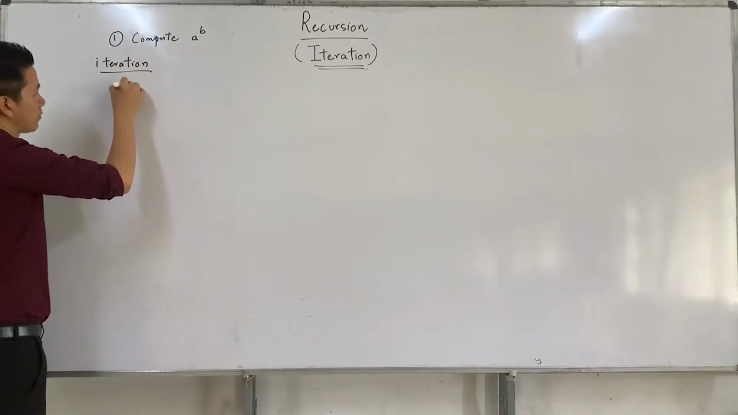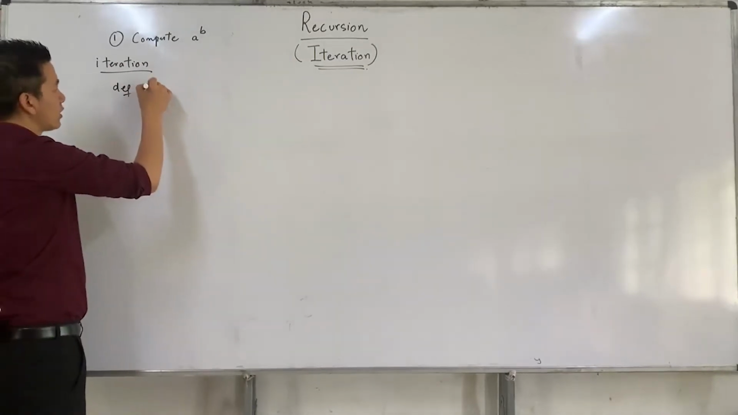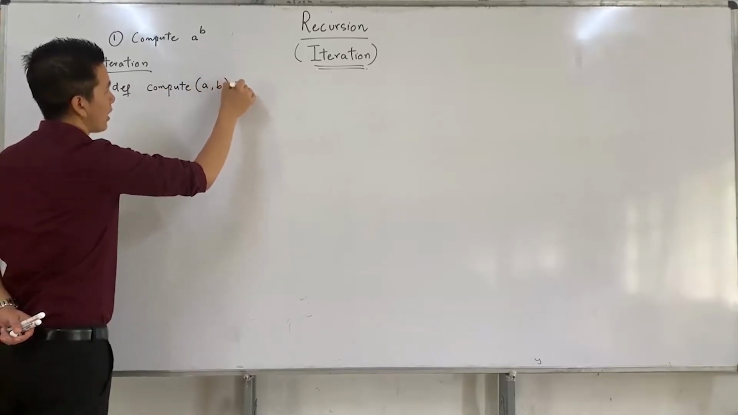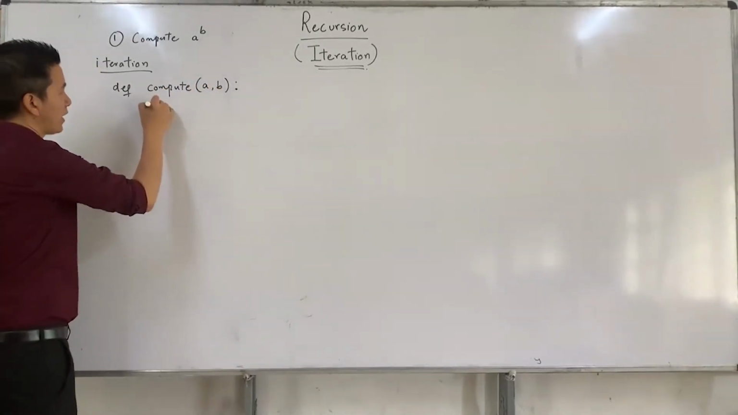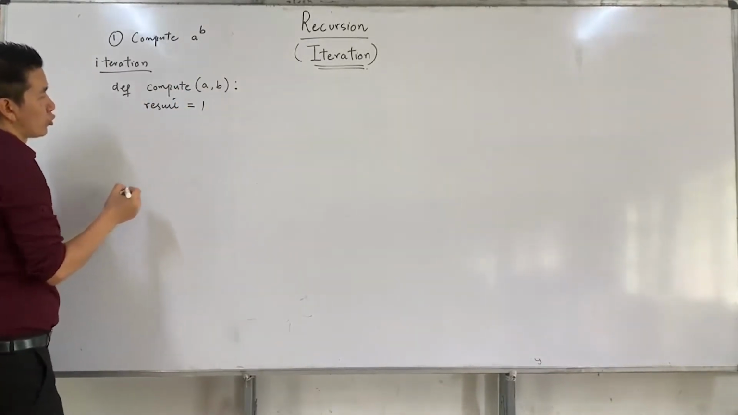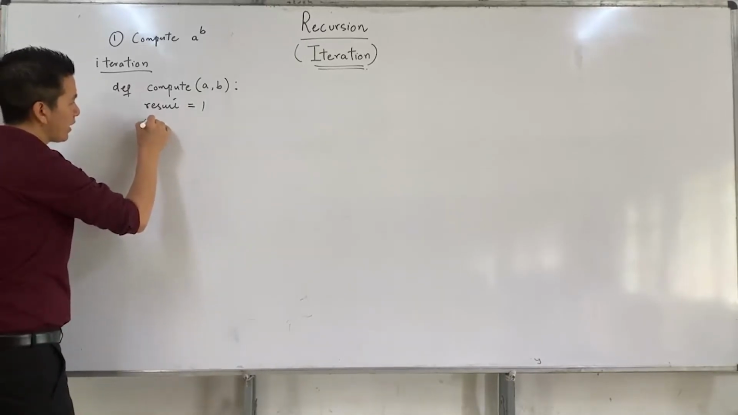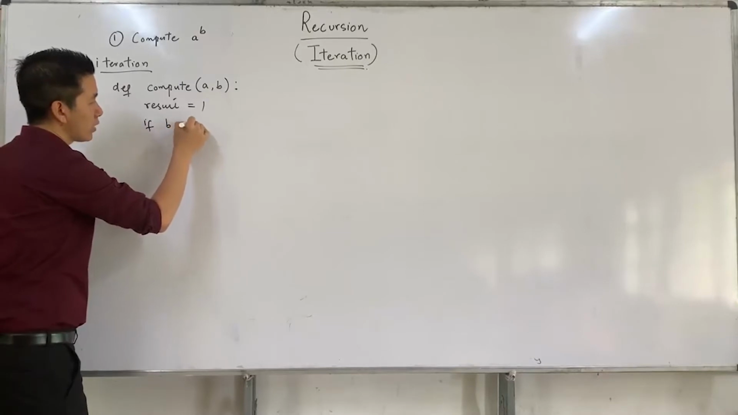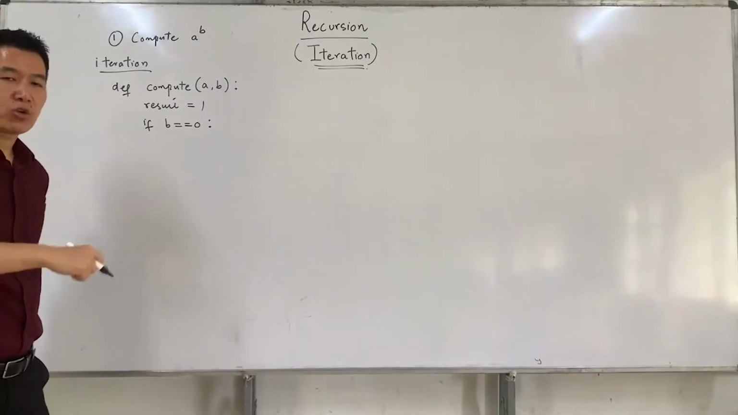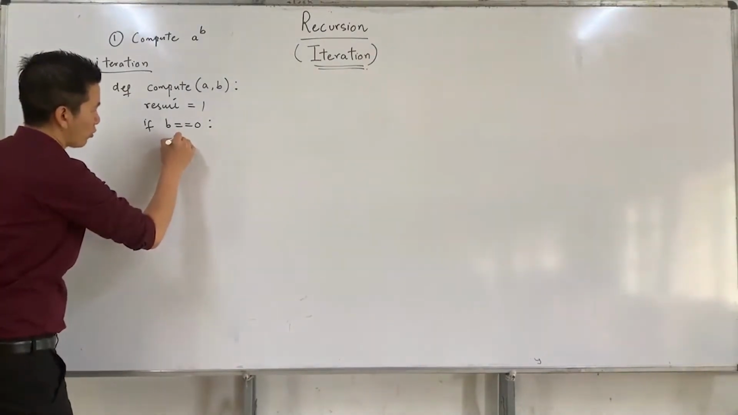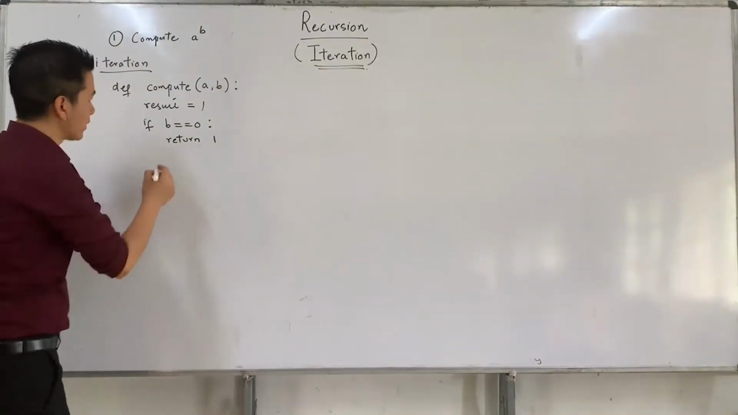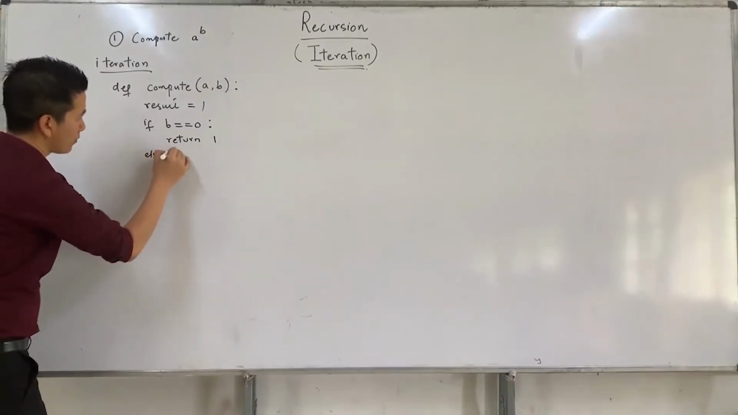So it's going to be like this: def keyword followed by compute, and then you have two arguments, a comma b, and then we'll have an additional variable called result, to which I'll be assigning 1. And then if the value of b is equal to 0, if the value of the exponent is 0, the value will always be 1. So return 1. Okay? Anything raised to power 0 is 1. And then I'll have the else block.